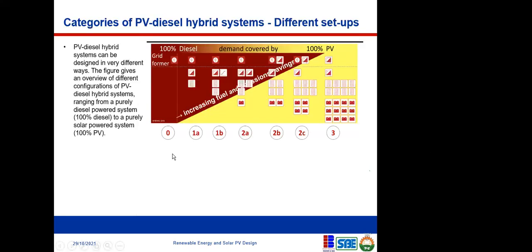So let us look at different setup. Now this is the categories of the PV diesel hybrid system. Okay. PV diesel hybrid system. So you're combining diesel generator with solar system. So if you move from this point where you have a complete, 100% diesel system, in this case, you just have the diesel generator. There is no PV system. Okay. If you move from that point to the right side of this diagram, where you have 100% PV system, in this case, you have completely eliminated the diesel generator.